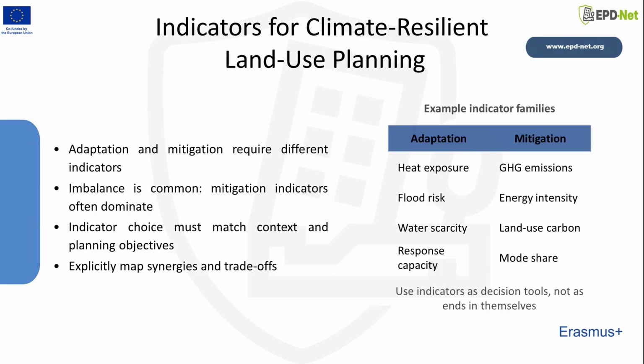Climate-resilient land use planning depends heavily on indicator choice. One of the clearest messages from the topic evidence is that adaptation and mitigation require different, though sometimes overlapping, indicator sets. Mitigation indicators often focus on emissions, density, transport efficiency, and energy performance. Adaptation indicators may focus more on heat exposure, flood-prone land, surface permeability, ecosystem buffering, critical infrastructure sensitivity, or the distribution of vulnerable populations. Problems arise when mitigation metrics dominate the agenda so strongly that adaptation needs are underrepresented.